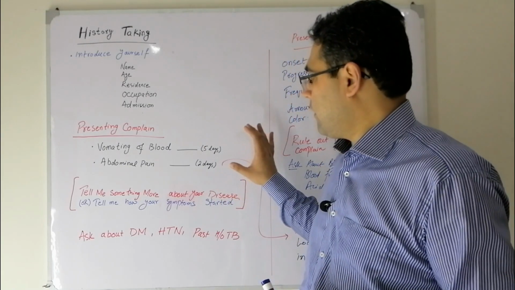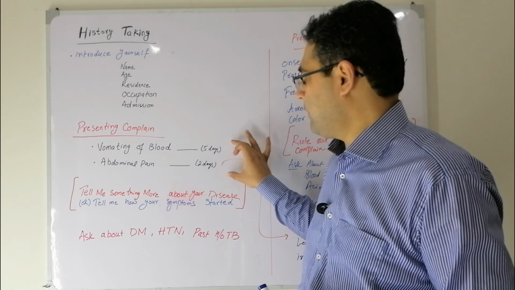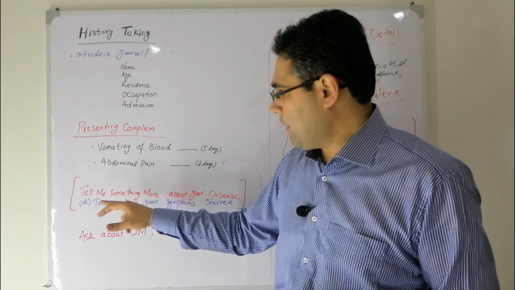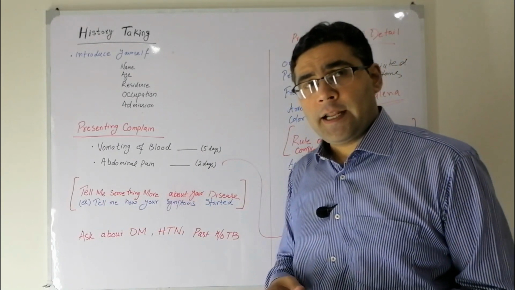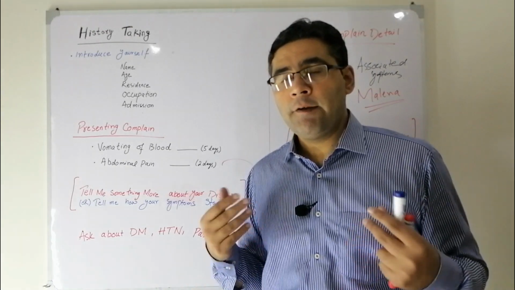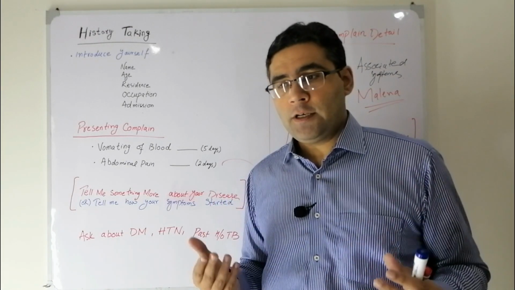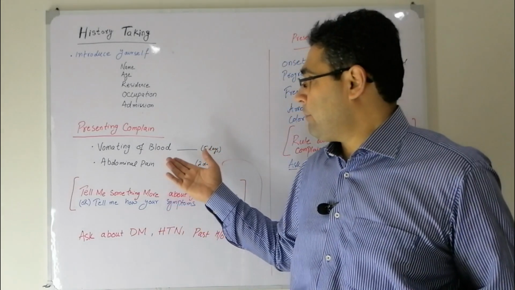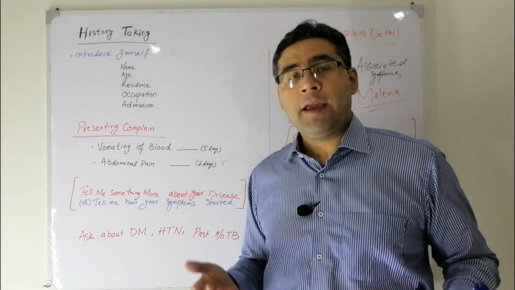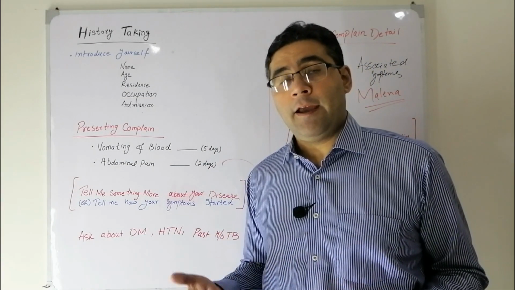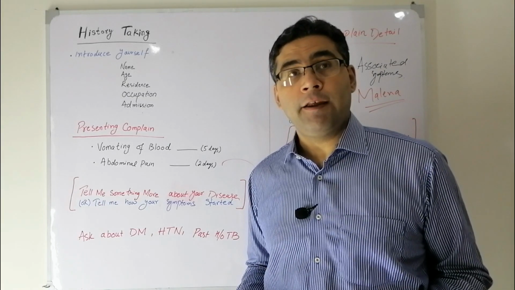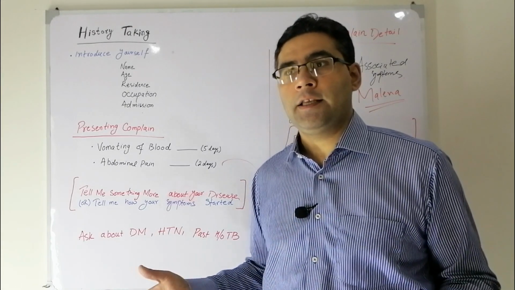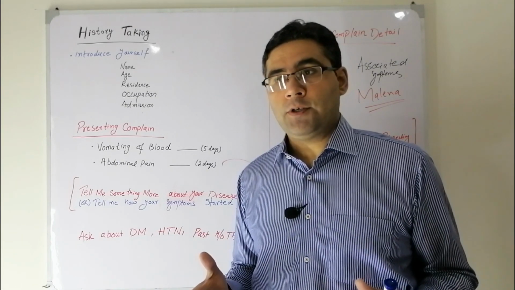After asking about the presenting complaint, ask from how many days. Then there is an important phrase: ask the patient, tell something more about your disease. If you ask these words, the patient may give some important information about the disease. For example, if the patient had vomiting of blood, he may say to you that I have some chronic liver disease and he developed jaundice, and then you will ask some information at this point and gather some information.